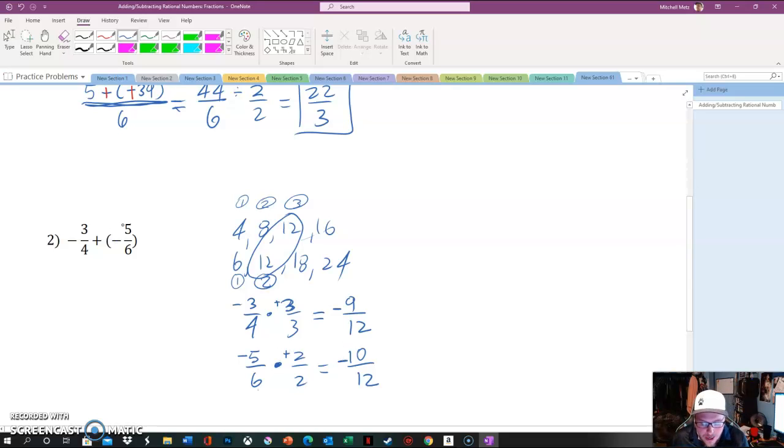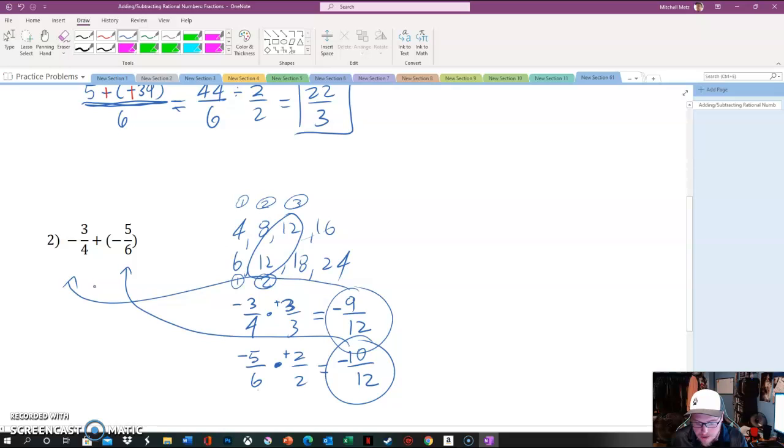Now I'm going to rewrite this whole fraction with these numbers, okay? So I'm going to keep that sign in the middle though. So the negative 9/12 will go right here. And the negative 10 over 12 will go right here. And so there will be a positive sign between them. So I'm just going to rewrite them down here. So again, negative 9 over 12 plus, in parentheses, negative 10 over 12. Now I have my new fractions and now I can add them.